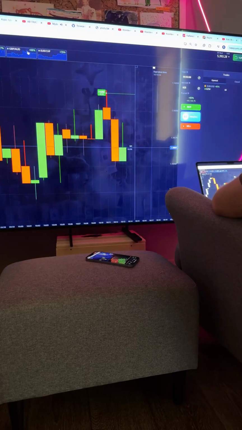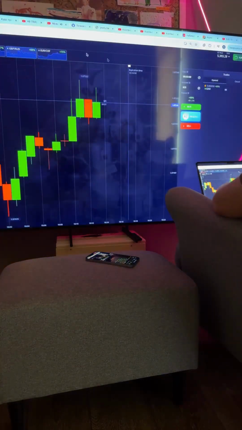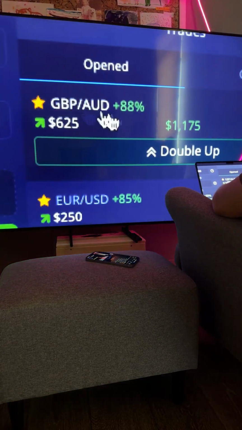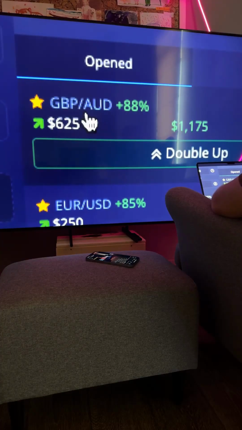British pound, Australian dollar, guys, the currency pair GBP AUD. Open it on your end. I'm opening an upward trade for 3 minutes. Currency pair, new forecast. British pound, Australian dollar, 3 minutes up. I opened a 3-minute upward trade and a minute up.